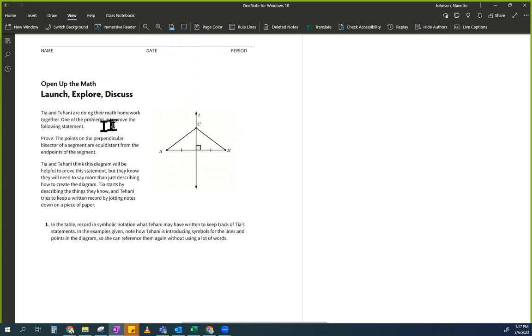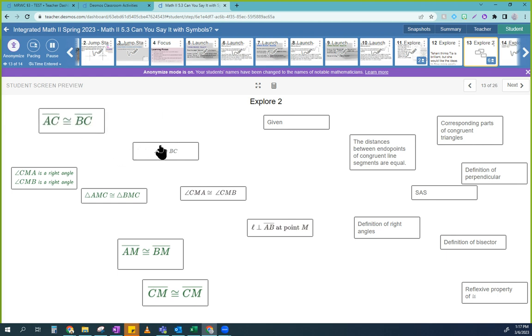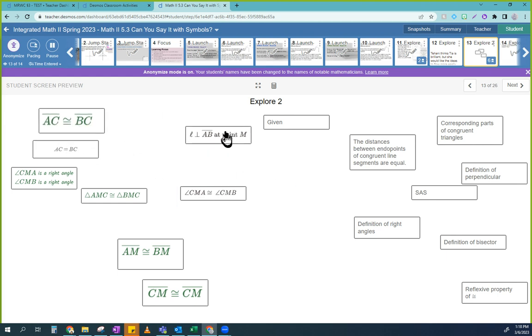So they're looking at their homework, the points on the perpendicular bisector. Here they're given that line L is a perpendicular bisector of AB. So when I'm looking over here, what they gave me is that L is perpendicular to AB at point M. So I'm going to have two things going at the same time like this. Does that make sense?